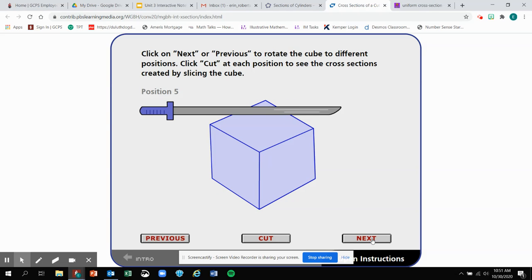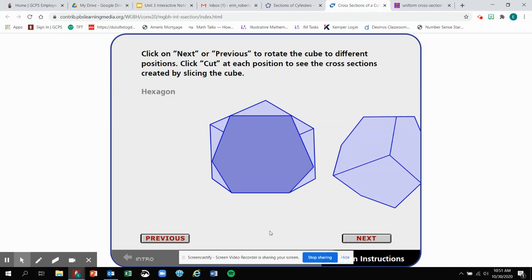All right, now this is another strange cut. So this was another one that you could put in the other category. So if I cut through at this angle, I would get a hexagon. So this would have 6 sides. So it would be a hexagon.